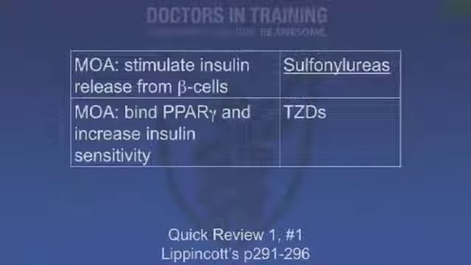Mechanism of action stimulates insulin release from beta cells. That's going to be sulfonylureas. And then another mechanism binds the PPAR gamma and increases insulin sensitivity. That's going to be your TZDs.